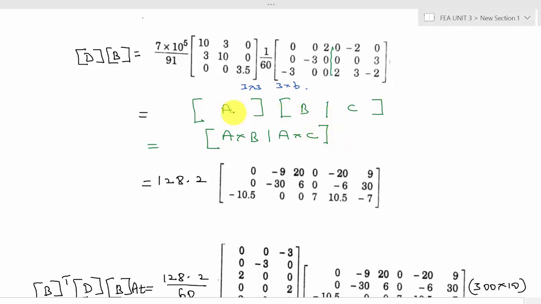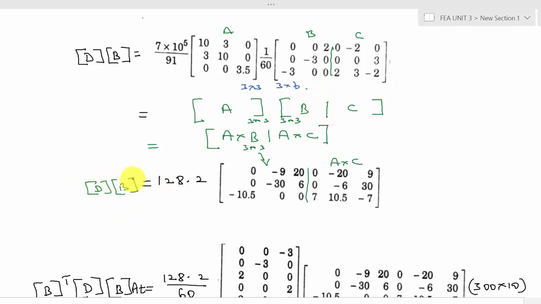I have multiplied A and B. A will be 3 cross 3, B will be 3 cross 3, so A and B will be 3 cross 3. This is the multiplication of A and B. Then we can multiply A and C. This is the multiplication of A and C. This is how we can multiply this equation by using our calculator. So this is the DB.